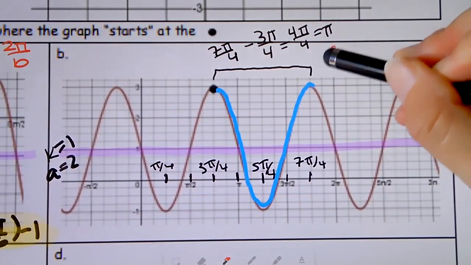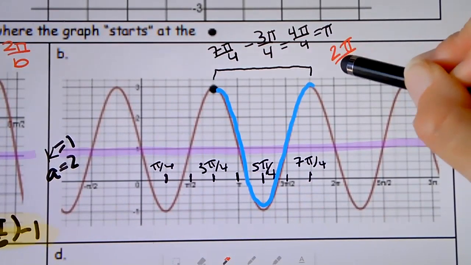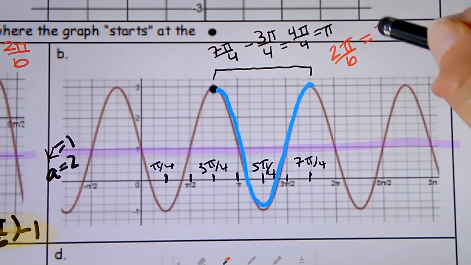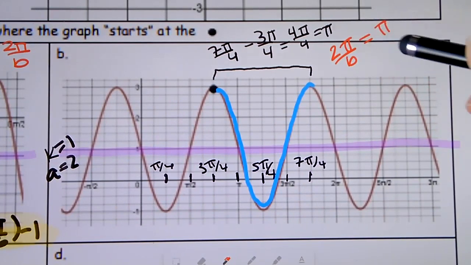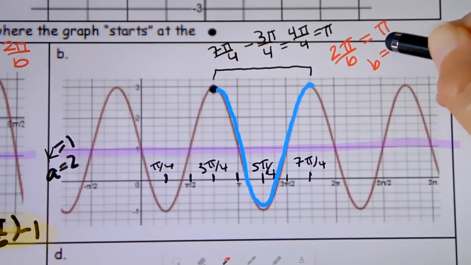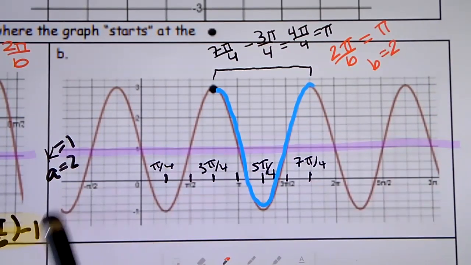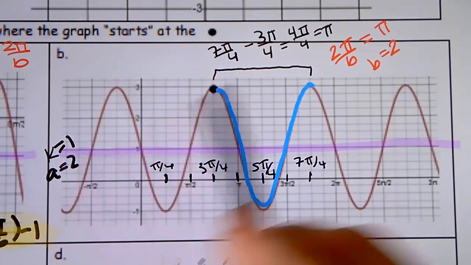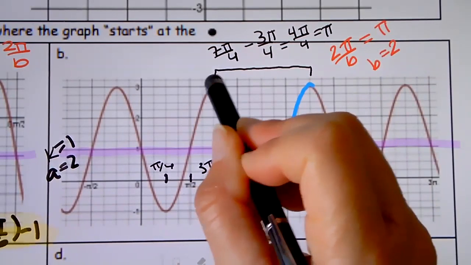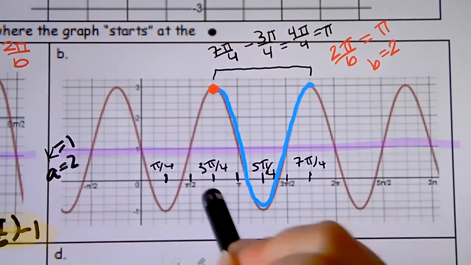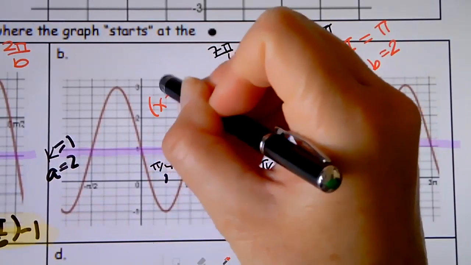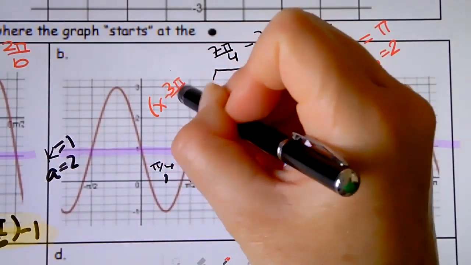And so I know my period is 2 pi over b. That's always the formula. And we just found out that our period is pi. So I can cross multiply and solve, but I think if you look at this, you can see that my b would have to be 2. So I know my k, my a, my b, and I actually know my h, because right here, this is where they wanted us to start. They put that point there. That's at 3 pi fourths. So this is going to be x minus 3 pi fourths.